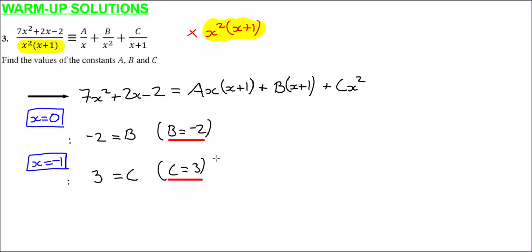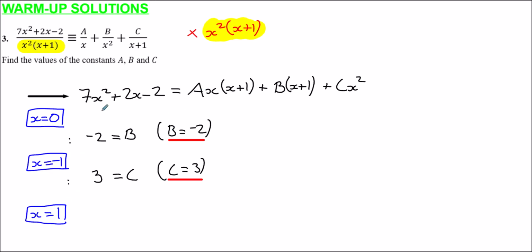Finally, we just need to work out a. So for a, we can pick whatever we'd like. I think I'll pick x being equal to 1 now. If x is equal to 1, I could pick anything really, because I know b and c, so I can work out a using any number of different combinations.